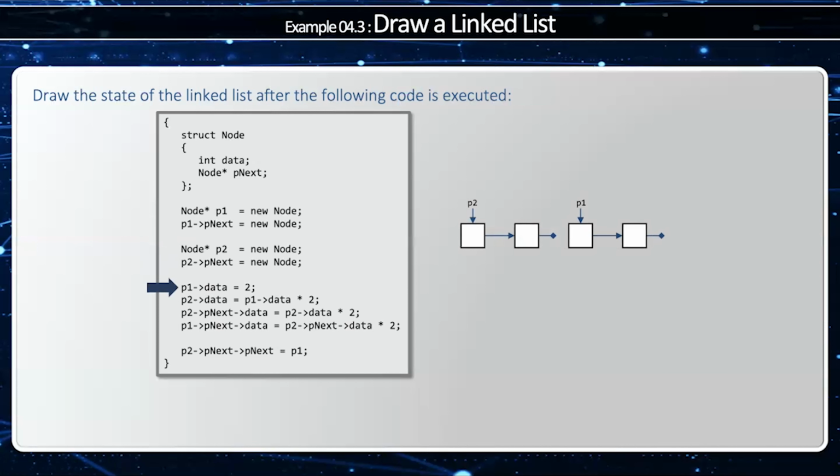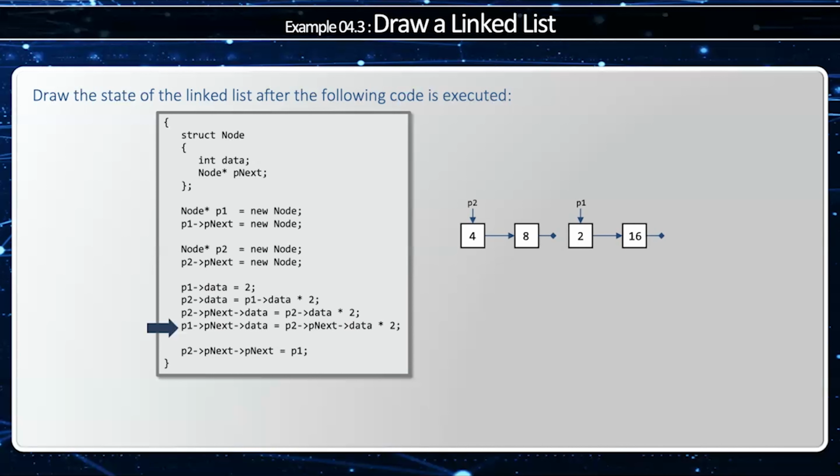Now I'm going to give P1 the value 2. Now P1 data times 2 is 4, and I'm going to assign that to P2 data. So now P2 has a value 4, and P1 has the value 2, and nothing else does. Now P2 is 4, times 2 is 8, and 8 is going to be assigned to P2 arrow P next arrow data. Now P2 arrow P next has the value 8, multiply that by 2, and that's going to be 16, and I'm going to assign that to P1 arrow P next.